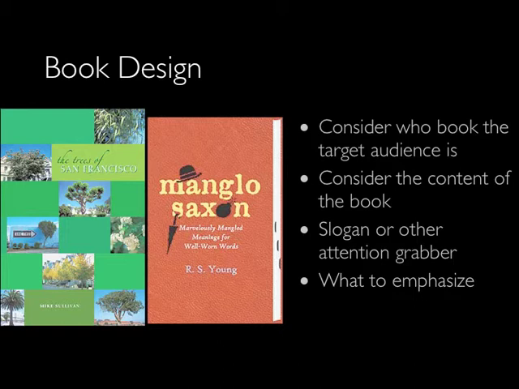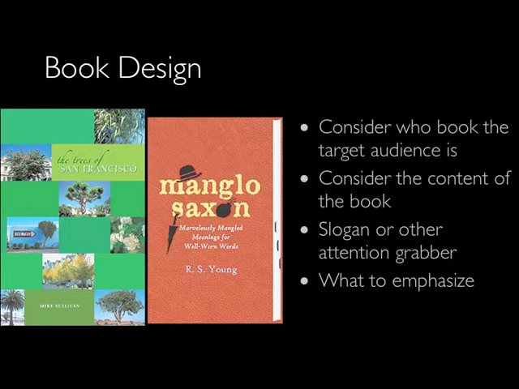Slogans or other attention-grabbing things, kind of a subtitle, like the one here called Manglo-Saxon, marvelously mangled meanings for well-worn words. So the subtitle itself is attention-grabbing because it plays around with alliteration, and it gives you a clue to what this book's about. There's not a lot of imagery with it, but that's because the book's about words.